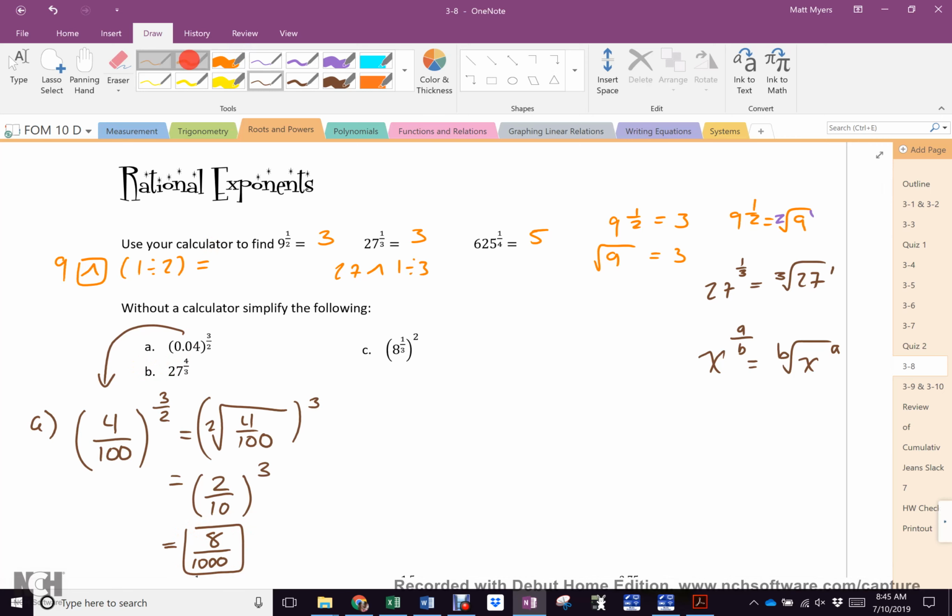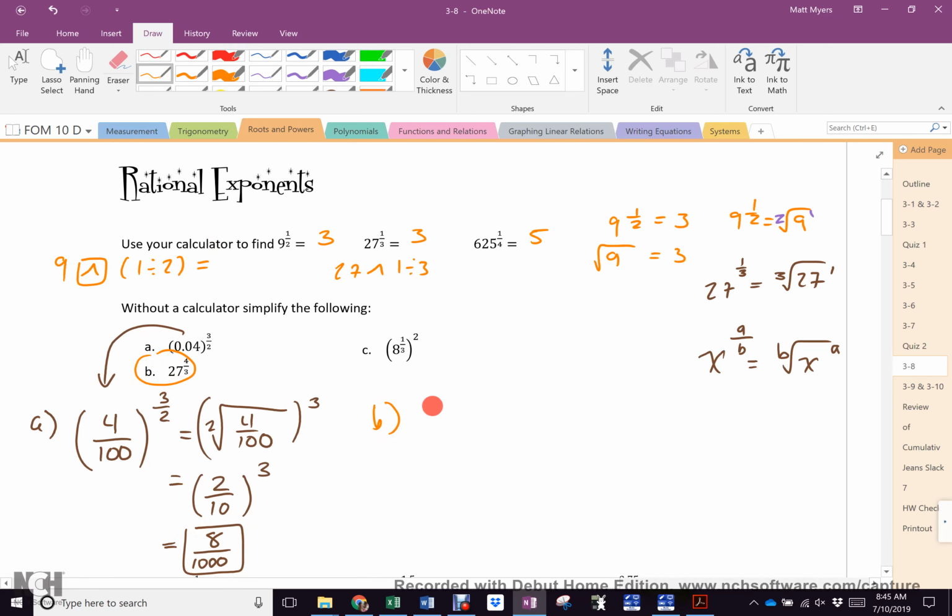Let's do B, and I'll do B in orange. 27 to the 4/3. Where does the 3 go? Index. Cubed root of 27 to what power? 4th. What is the cubed root of 27? 3. 3 to the 4th power is 3 times 3 times 3 times 3. 81.